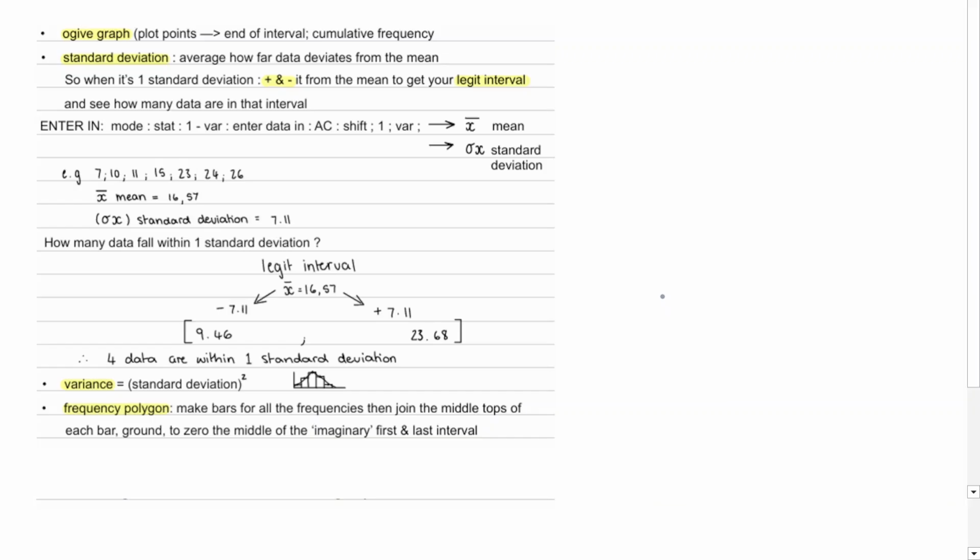In this video, I'm going to give you an introduction to standard deviation. And so what the standard deviation is, on average, how far does each data point deviate from the mean?